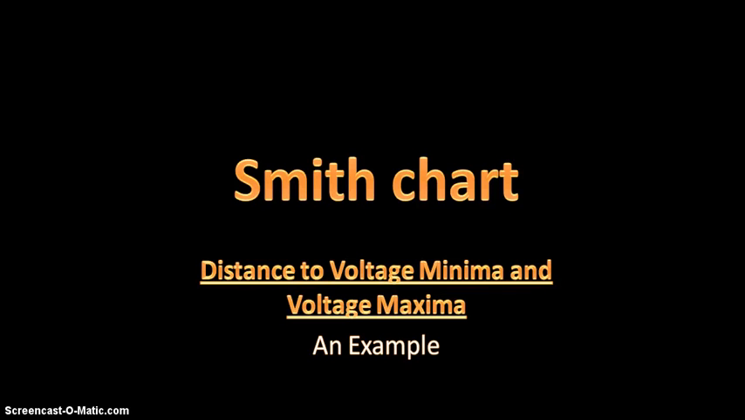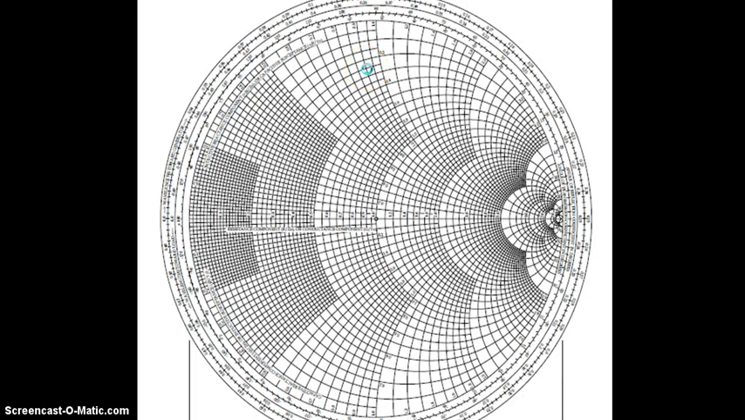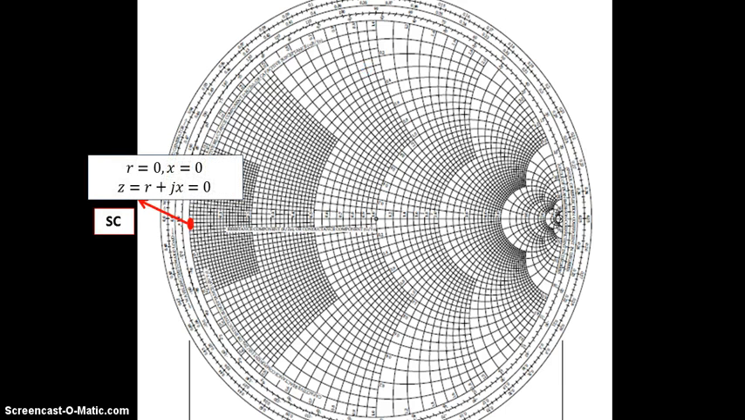In this tutorial, we are going to learn how to calculate the distance to the voltage minima and voltage maxima with the help of an example. If you see a Smith chart, on the leftmost point the value of R is 0 and the value of X is 0, so Z = R + jX is equal to 0. If the value of Z is equal to 0, we call such a point a short circuit point. And as you all know, for a short circuit, the voltage value is minimum, or equal to 0.